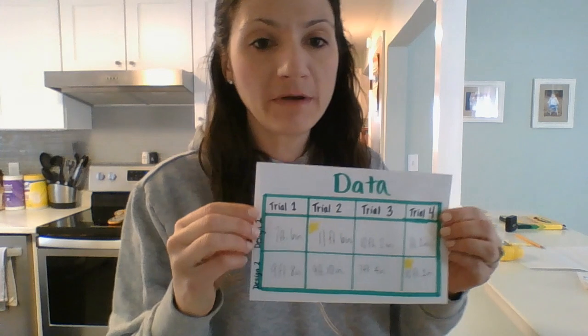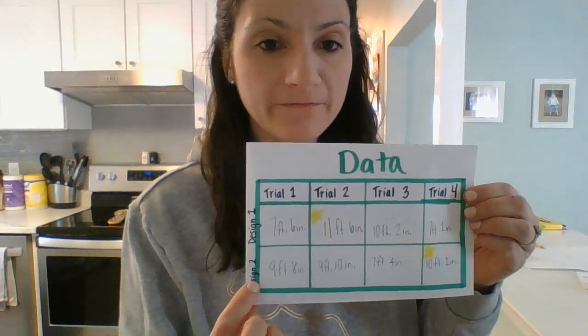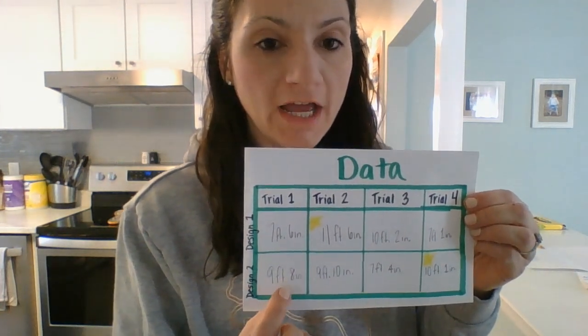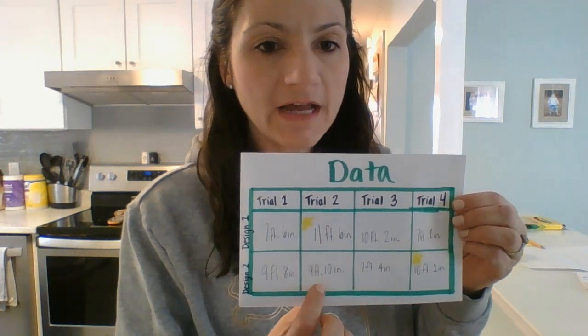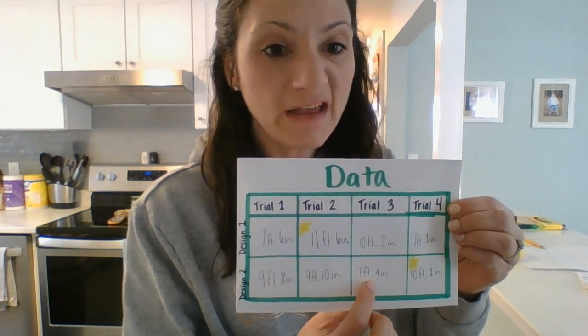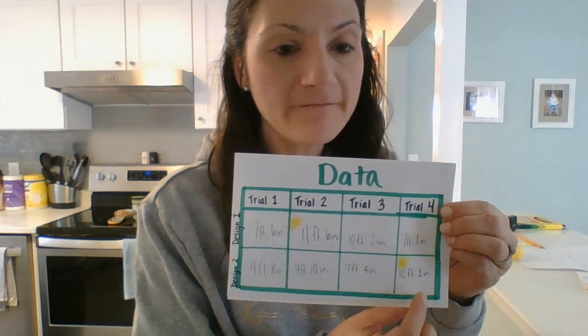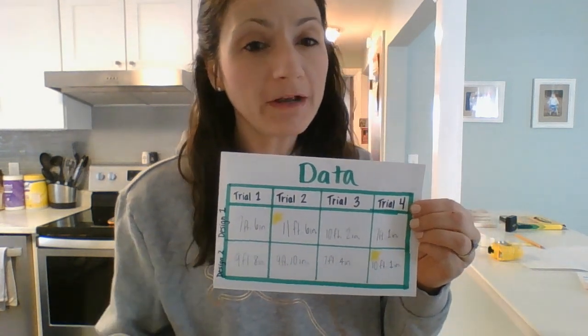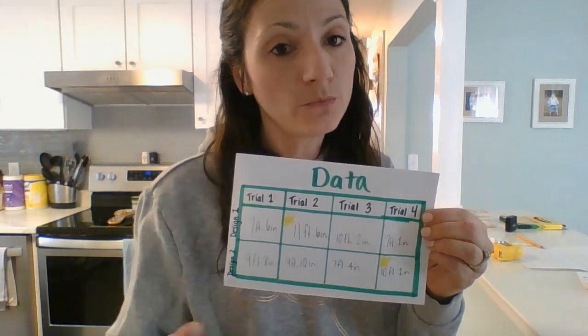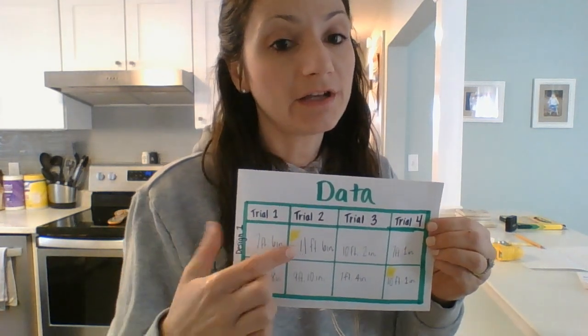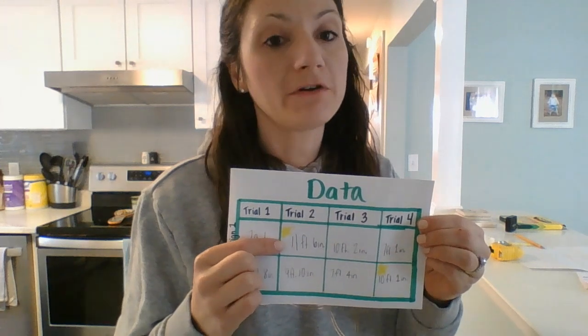All right, so I've tested my redesign and I have my results. For my second design, I had 4 trials again. The first one was 9 feet 8 inches, 9 feet 10 inches, 7 feet 4 inches, and 10 feet 1 inch. So for my redesign, my furthest flight was actually 10 feet 1 inch, which is a lot shorter than my furthest flight with my original design.